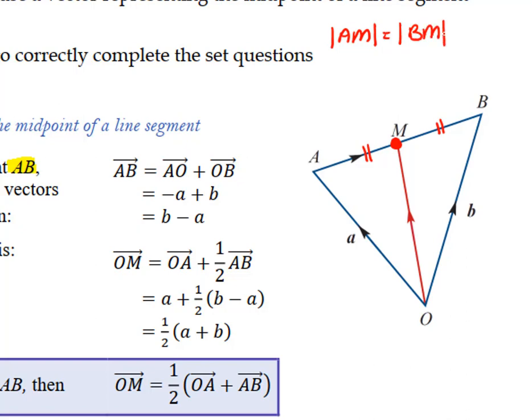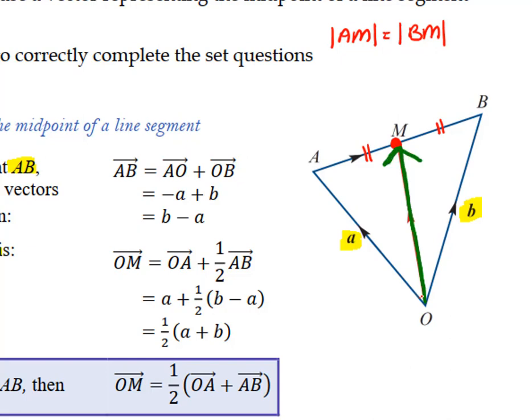Now, points A and B have position vectors A, which is OA, and B, which is OB. So you can see this A here and there's B there. So if I want to find the position vector of the midpoint M, what I need to find is OM. So going back to my diagram, you can see OM is here. How can I get that?